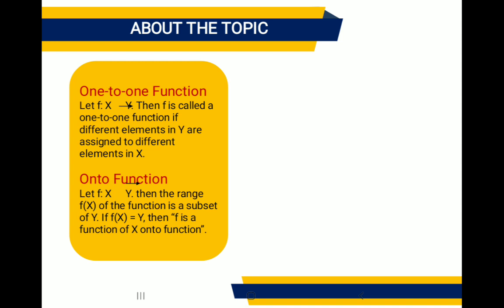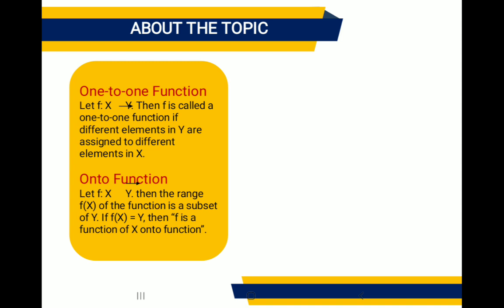Next, onto function. Let f be the mapping of x to y, then the range f of x of the function is a subset of y. If f of x is equal to y, then f is an onto function. So every member of y appears as the image of at least one element of x.